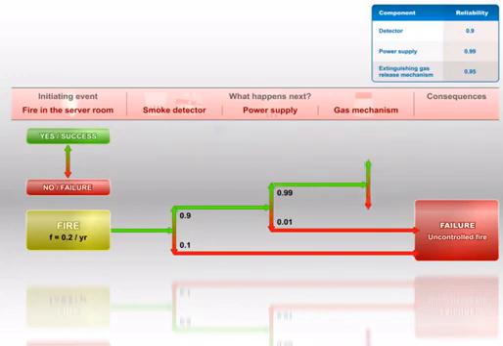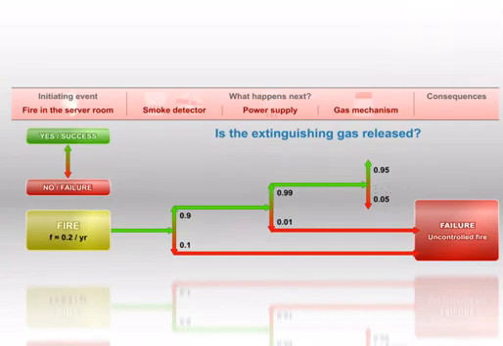If the power supply connection works, we move on to the next event that should or could happen. Is the extinguishing gas released? If the answer is yes, the reliability data we are given indicates the probability is 0.95. If the answer is no, we can calculate the probability of this as 1 minus 0.95 equals 0.05. If the extinguishing gas isn't released, then we move to the consequence of this failure, which would be an uncontrolled fire. If the extinguishing gas is released, the fire will be extinguished and under control. We have success.